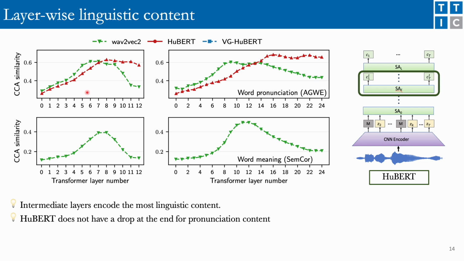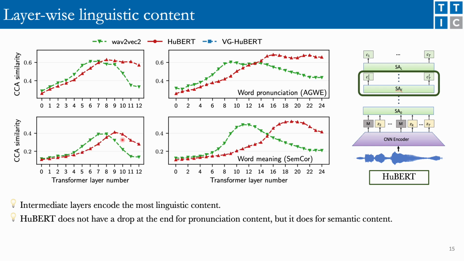For Hubert, the most linguistic layers are different from Wave2Vec 2.0, but a more striking difference is that there is little to no drop for the last few layers. This aligns with our understanding of the pre-training objective, which no longer reconstructs the local features, but recovers an intermediate layer. Analysis from Hubert paper suggests that the intermediate units are phone-like units. So naturally, if Hubert is trained to recover phone-like units, the final layer should be learning phonetic content, which explains this high correlation with word pronunciation.